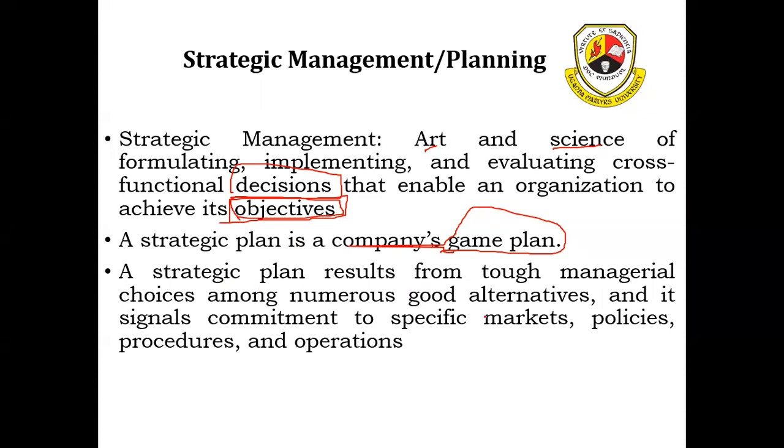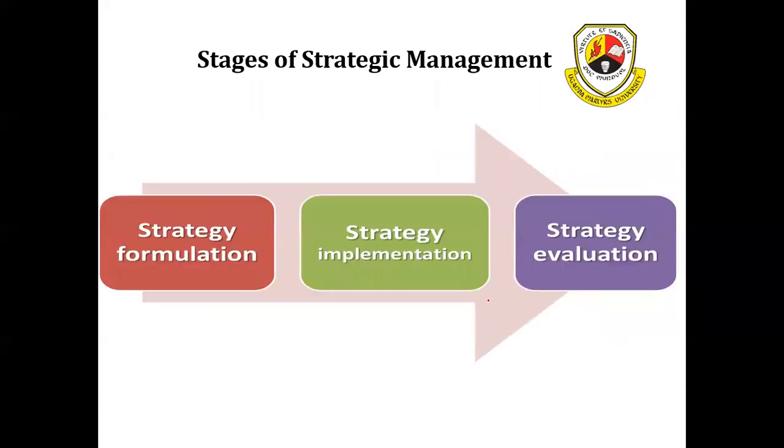So the strategic plan requires certain tough managerial choices, the decisions that are made, and these tough decisions are meant to gain a strategic positioning within a market. So these strategic goals are expressed in policies, procedures, and operations. So we see them acted out in our policies, procedures, and operations.